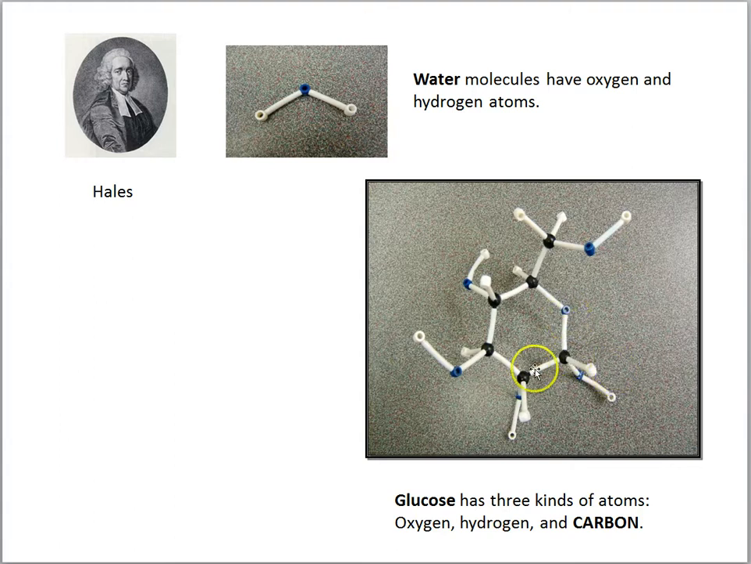So this is a molecule. Molecules are composed of atoms that are chemically bonded. The white pipes are chemical bonds between these atoms. A chemical bond is when atoms are sharing electrons.